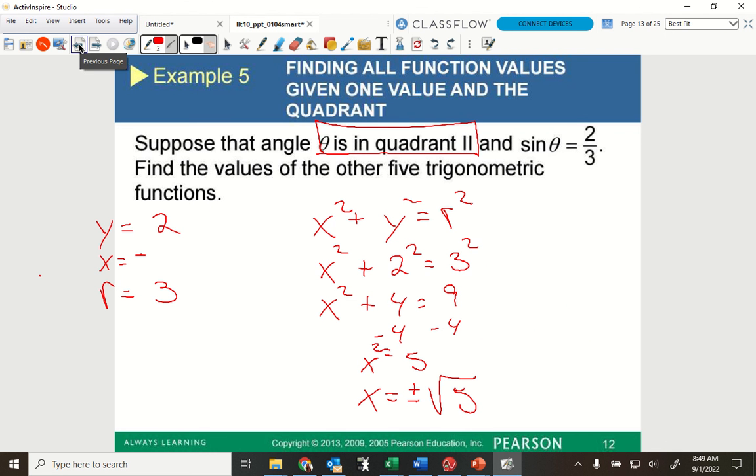Now, in this case right here, because we started off with theta in quadrant 2, I know my x value has to be negative, right? And that's why I started this off. So negative radical 5. So now we're going to go through and fill in all my values with this.